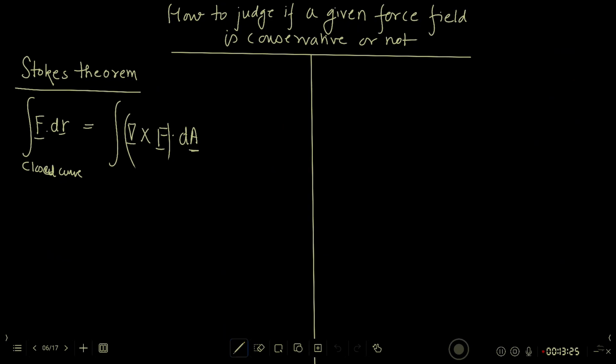Now suppose I give you a force field A x1 E1, B x2 E2, C x3 E3. This is a force field. I can tell you A, B, C are constants. How do we judge whether a given force field is conservative or not? I am going to explain how we judge. It involves a little bit of derivation and again a little bit of knowledge borrowed from one of your maths courses.